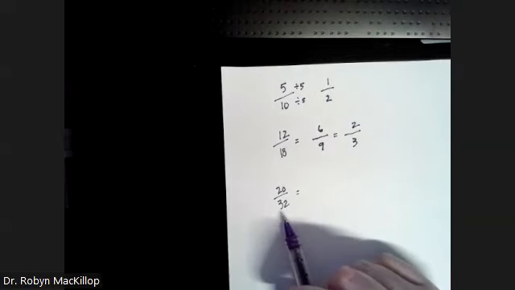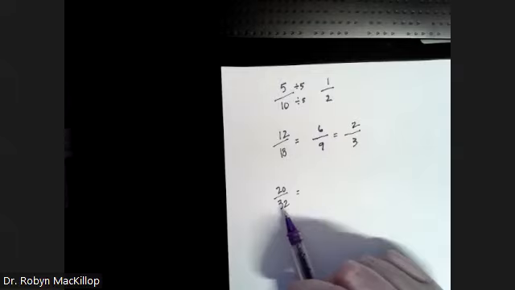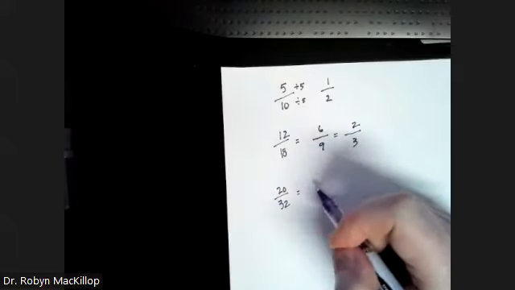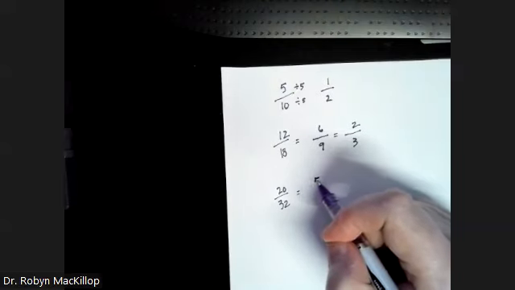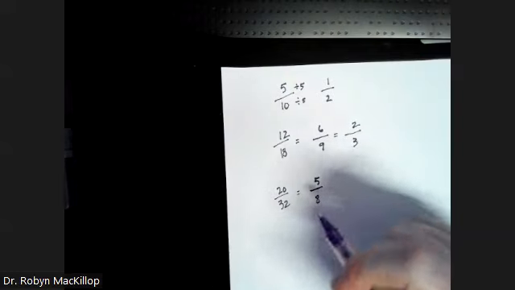20 could be 10 times 2, but 10 doesn't go into 32. Could be 4 times 5, and 4 goes into 32 evenly. So let's try the 4. So 20 divided by 4 is 5, and 32 divided by 4 is 8.